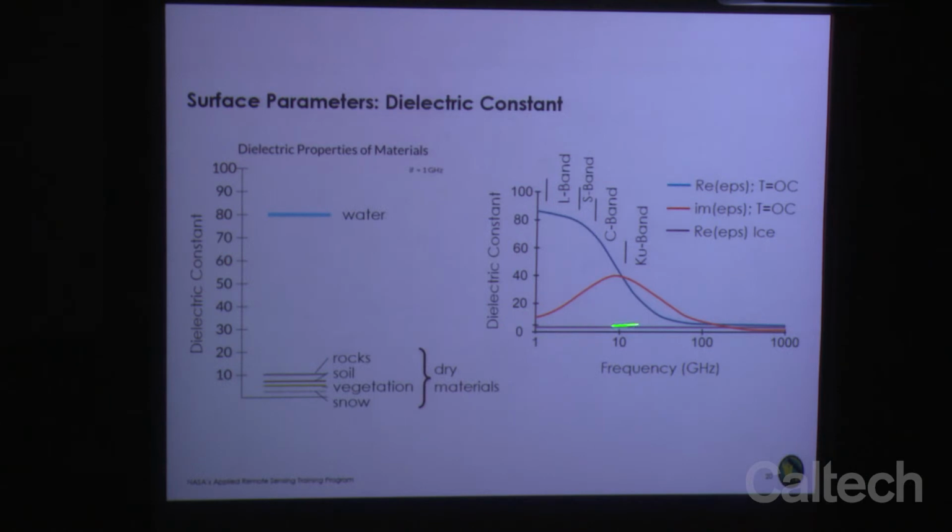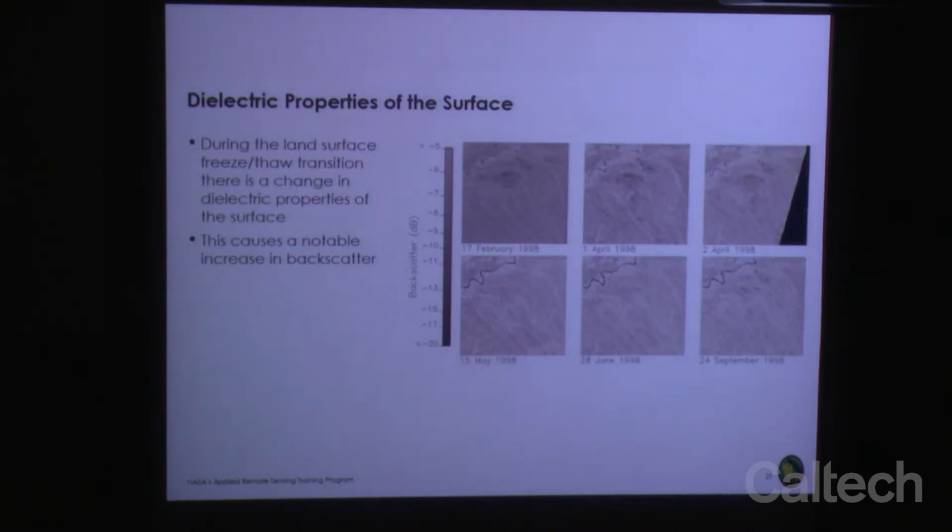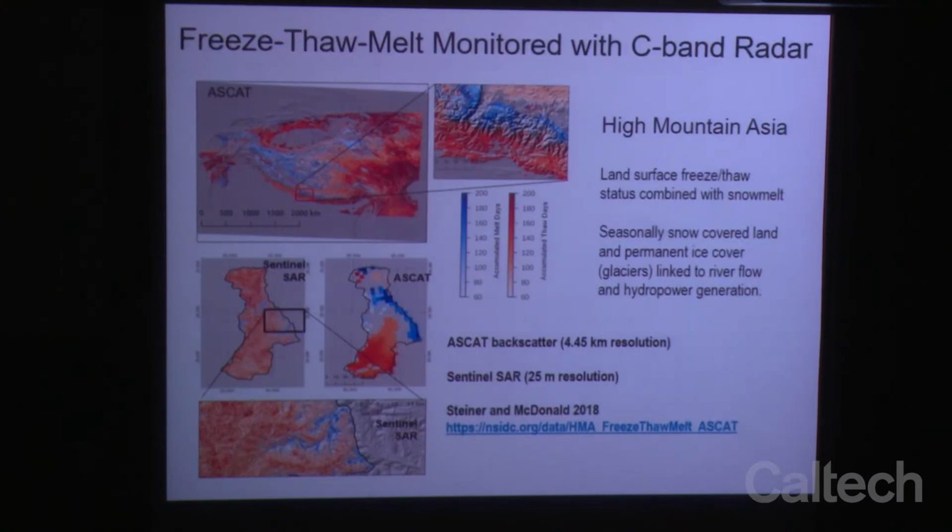Ice is very low because essentially the molecules are frozen in a lattice and cannot oscillate freely. Once they transition to a liquid state, you get the very high dielectric response. You can look at time series data. These are data acquired over Bonanza Creek Experimental Forest near Fairbanks, Alaska. You can use time series change detection techniques to look at the thawing of the landscape, and that's manifest here just as a brightening of the backscatter as we go on. And you can run some more sophisticated algorithms to actually look at thaw, freeze, melt processes.